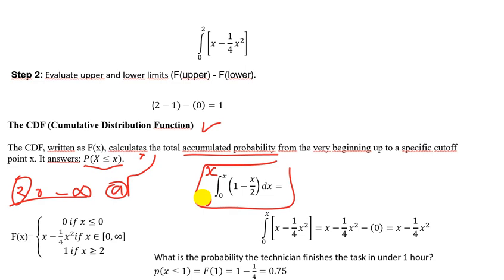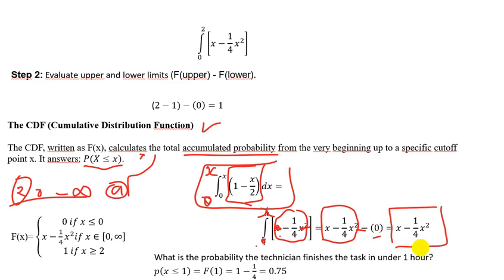Now what is the antiderivative of this? We have it, it's x minus 1 over 4 x squared, and let's evaluate from 0 to x. We replace x by x, we keep it as it is, minus we replace x by 0, so it's 0, we get 0, minus 0. So this is our result.